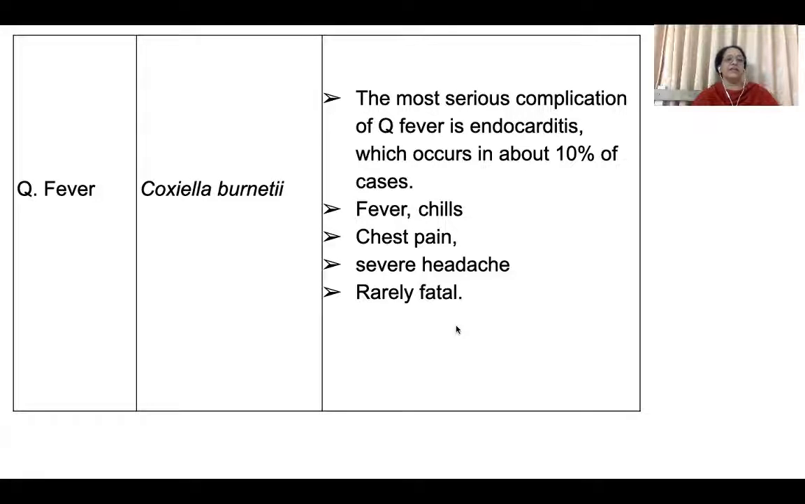This one is again a zoonotic type of disease, that is transmitted from animals to human beings. This rickettsia Coxiella burnetii may be present in contaminated milk.